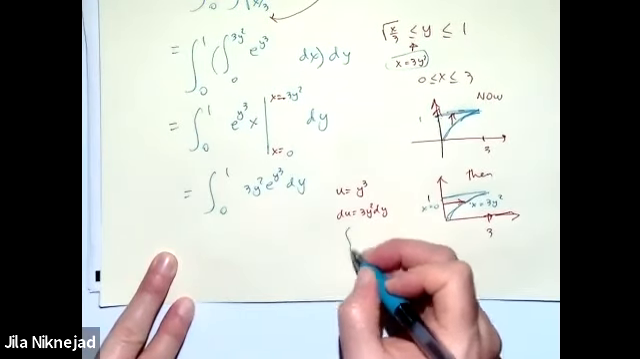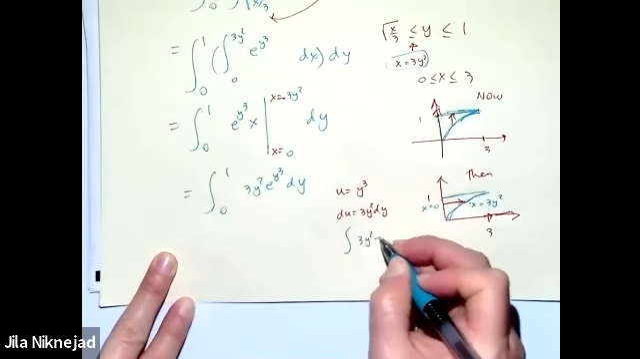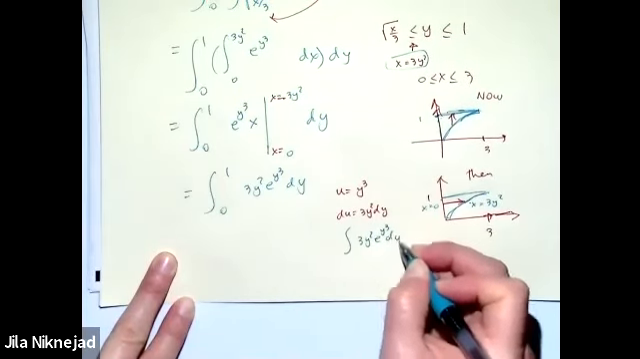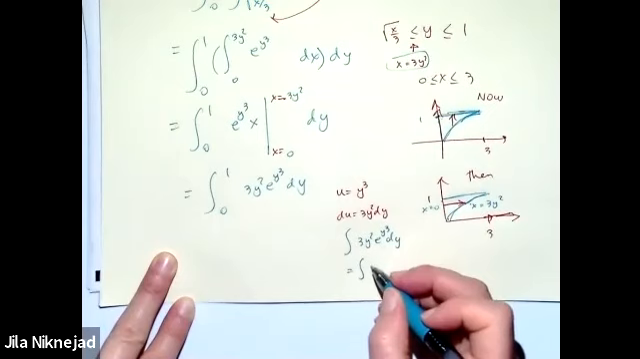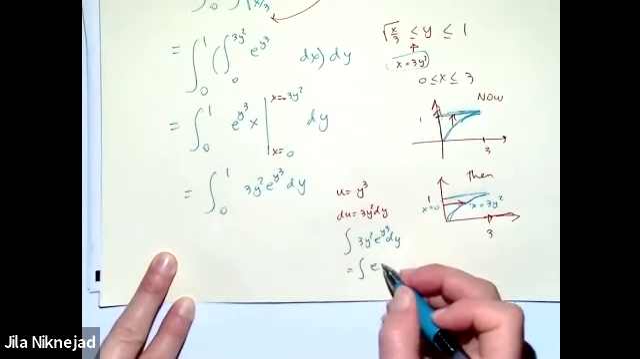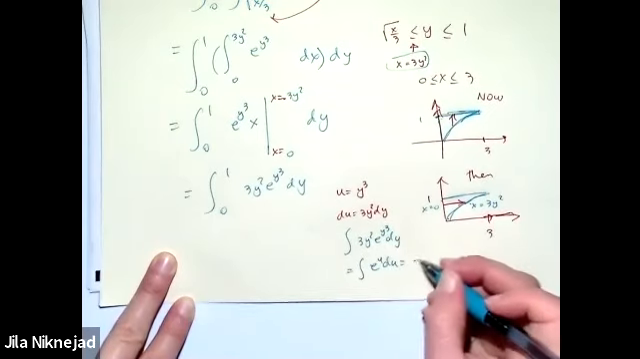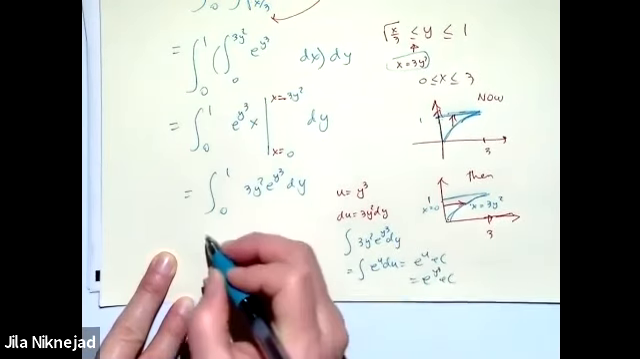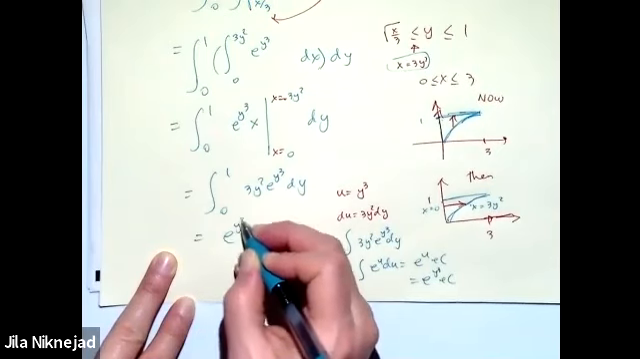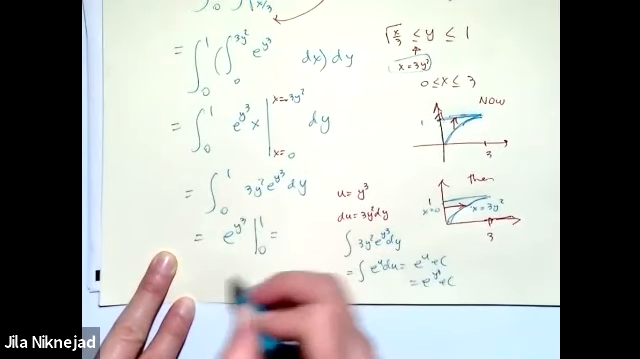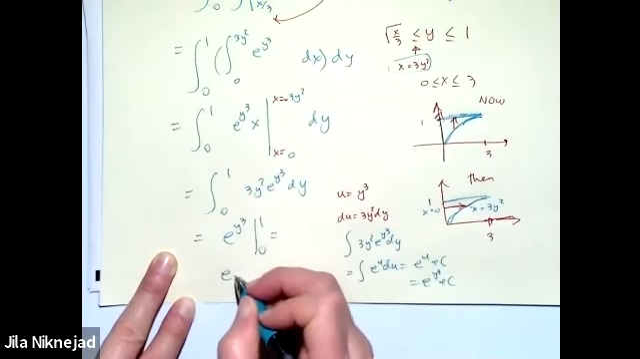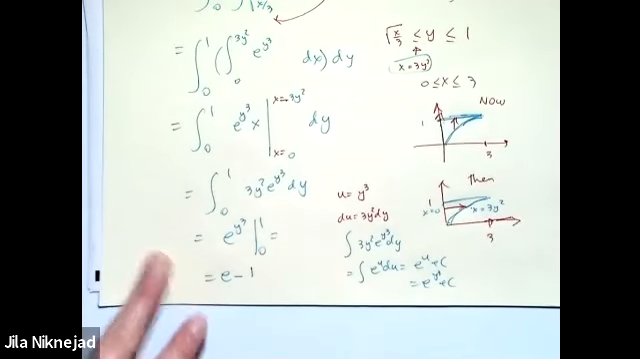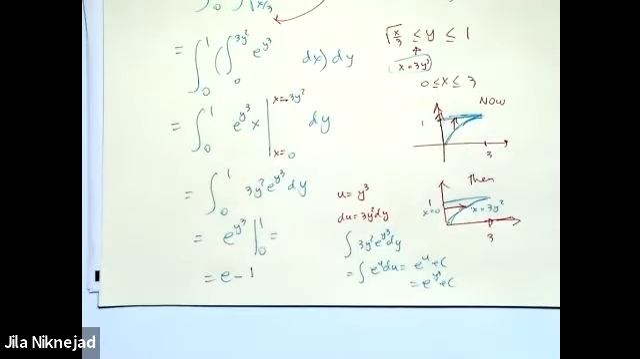So the integral of 3y squared e to the power y to the third dy is going to be the integral of e to the power u du, which is e to the power u plus c. It's e to the power y to the 3 plus c. And so e to the power y to the 3 from 0 to 1, and e to the power 1 minus 1 is the answer. Are we good?